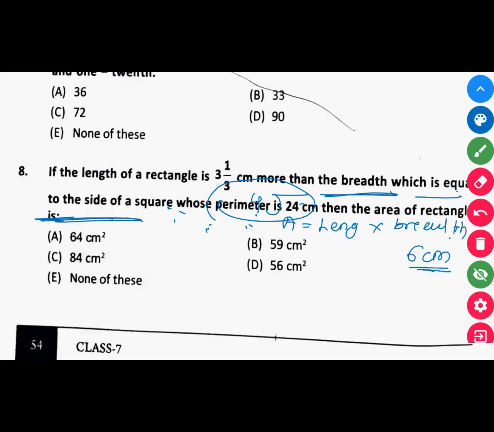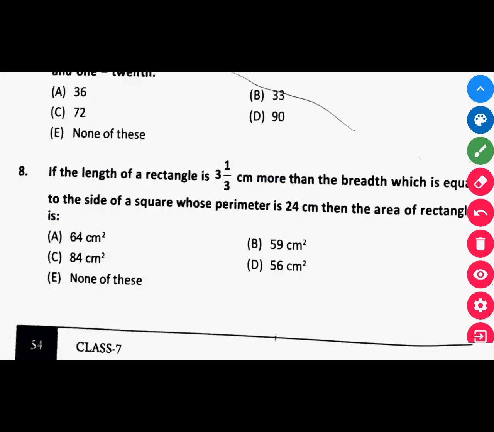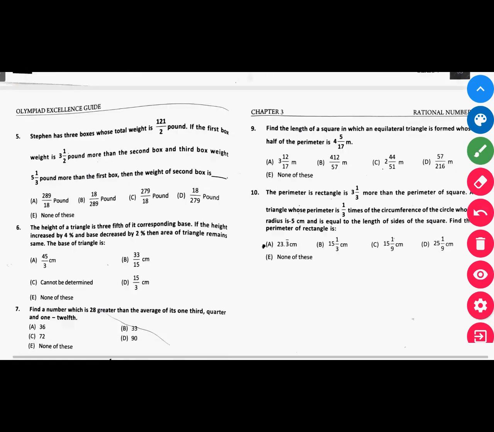Now the length of the rectangle is 3 and 1/3 centimeter more than the breadth. Means what? 3 and 1/3 centimeter more than the breadth means 10 upon 3 plus 6, and then you can solve. This is your homework. Okay, so this is your homework. Solve this as homework.